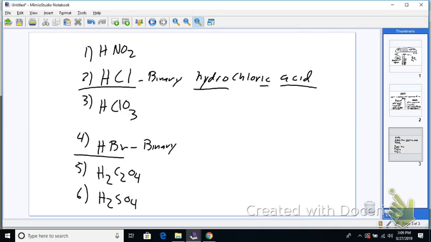Hydrochloric acid. So 4 will also be hydro, right? But it's going to be what? Hydrobromic acid. Does that make sense? So anything that's binary, you're going to put hydro in front of it. You're going to go to the root word of the name of the element, bromine, change the IDE to IC, acid. Okay? Now let's check the other ones.